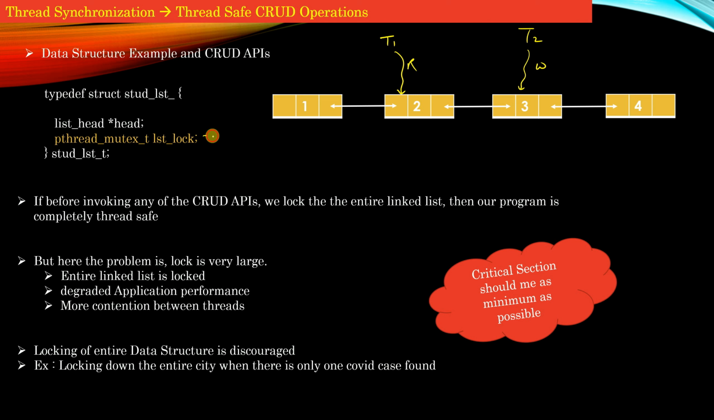So locking the linked list level mutex by a thread is highly discouraged. Of course, it will guarantee accurate thread-safe operations being performed on the linked list, but the performance of the application would be very poor. So let us discuss in the next slide what exactly we are trying to achieve by saying that we are going to implement CRUD operations which are not only thread safe but also highly concurrent.